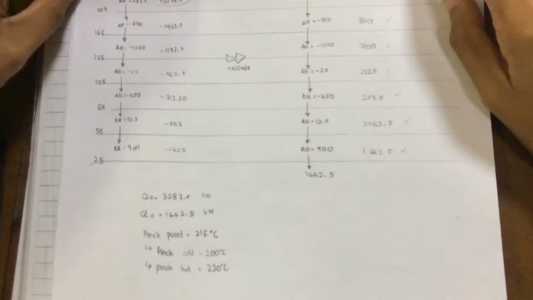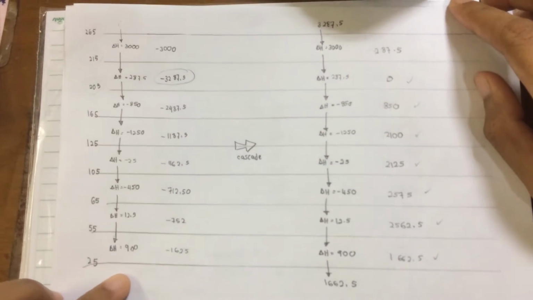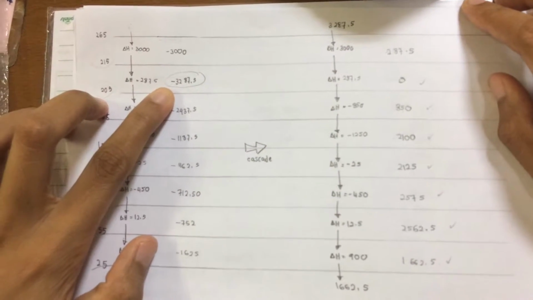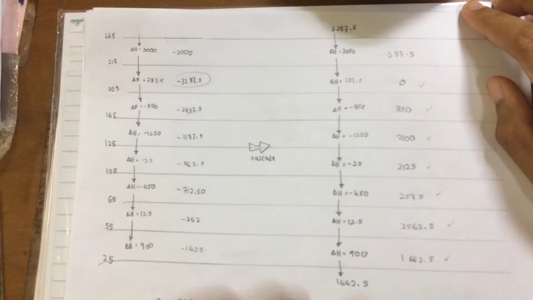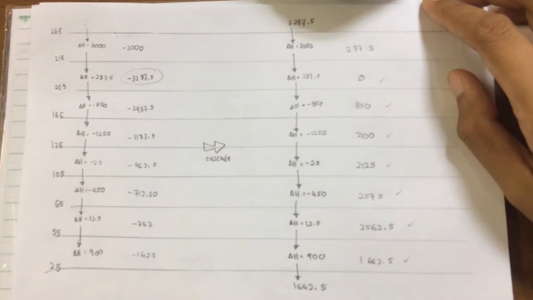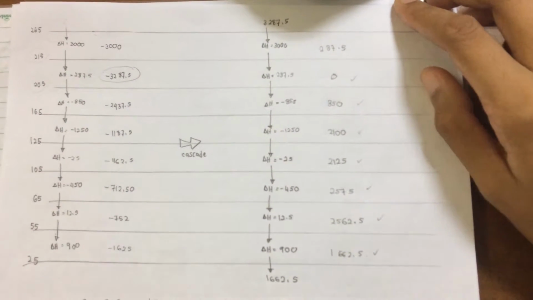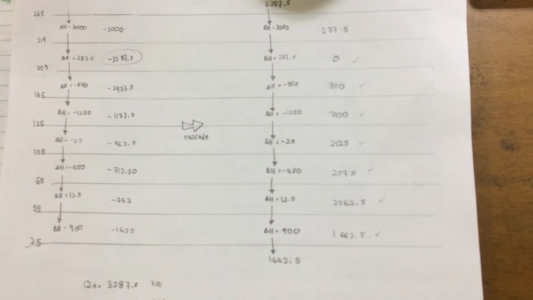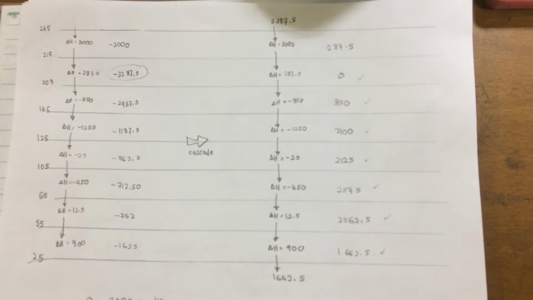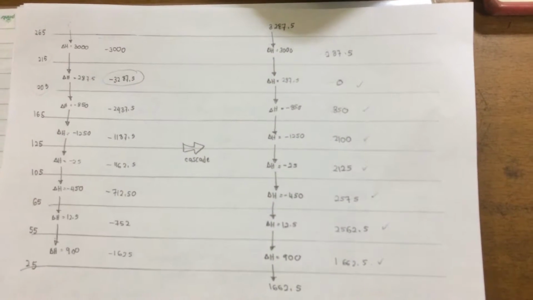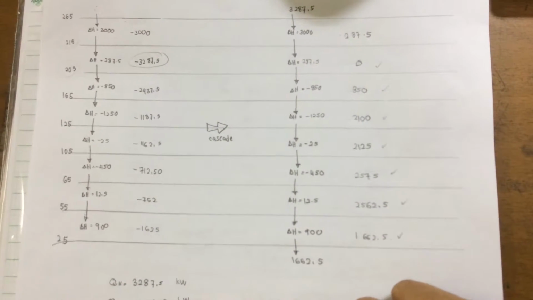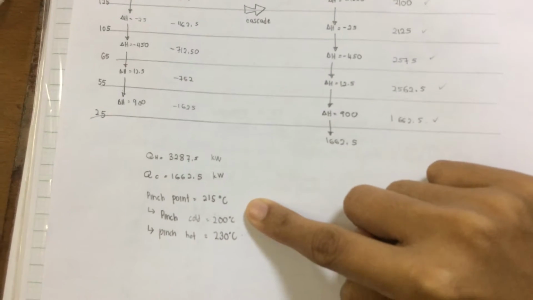After that we need to perform two cascades. The first cascade is the infeasible cascade. From the infeasible cascade, the highest negative value will be our hot utilities value. From that, we perform the feasible cascade. From the feasible cascade, we get our pinch point and also our cold utilities. For this example, our hot utilities is 3287.5 kilowatts, our cold utilities is 1662.5 kilowatts, and our pinch point is 215 degrees Celsius.